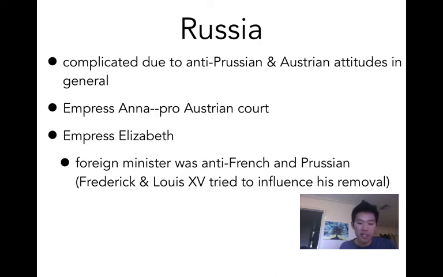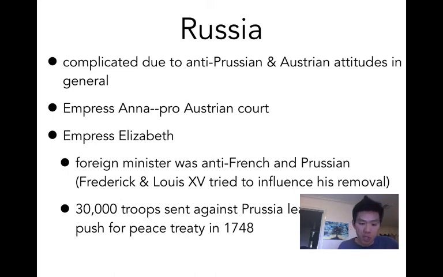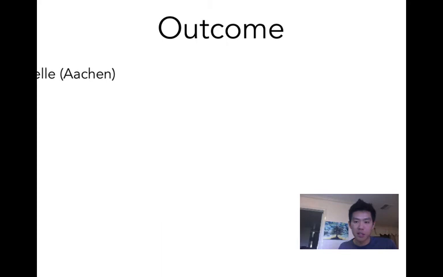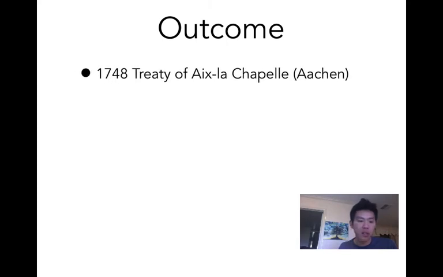and essentially Russia wasn't that big of a player throughout the War of Austrian Succession because they were tied up in holding off Sweden at this time, so it's kind of like a neutralization between the two. What ends up happening is Russia sends 30,000 troops against Prussia, and eventually there is going to be a peace treaty signed in 1748. Okay, and the treaty is called the 1748 Treaty of Aix-la-Chapelle.